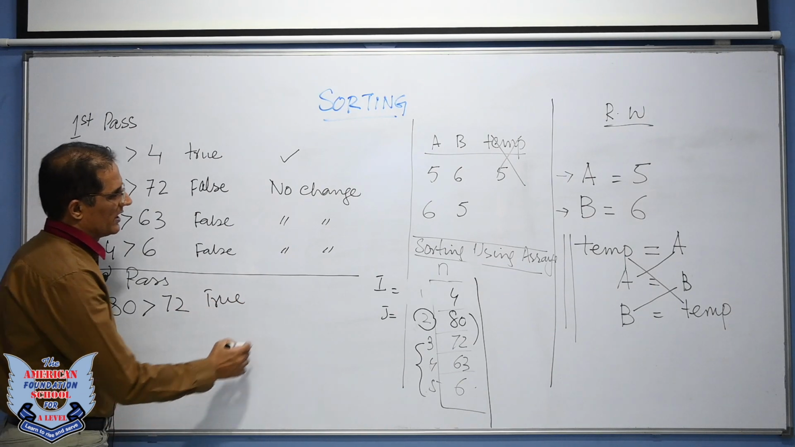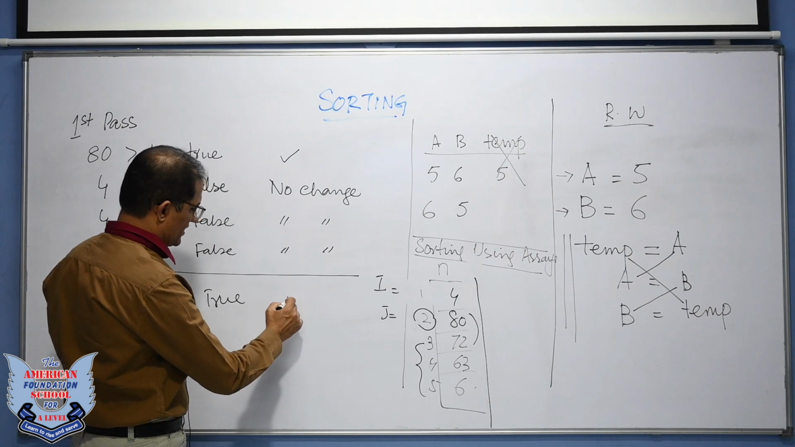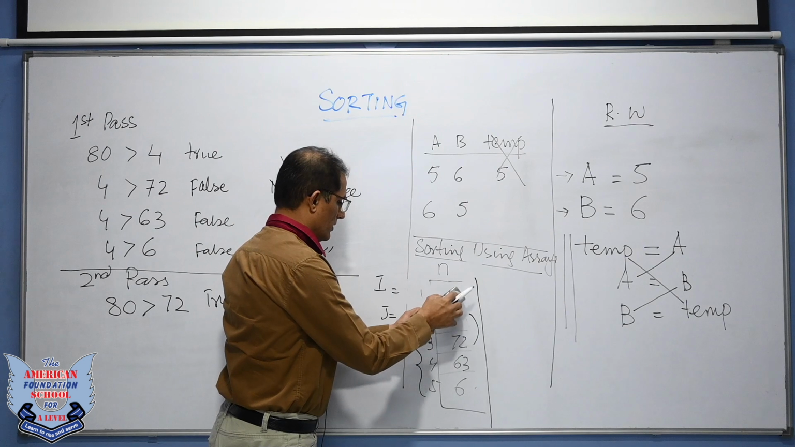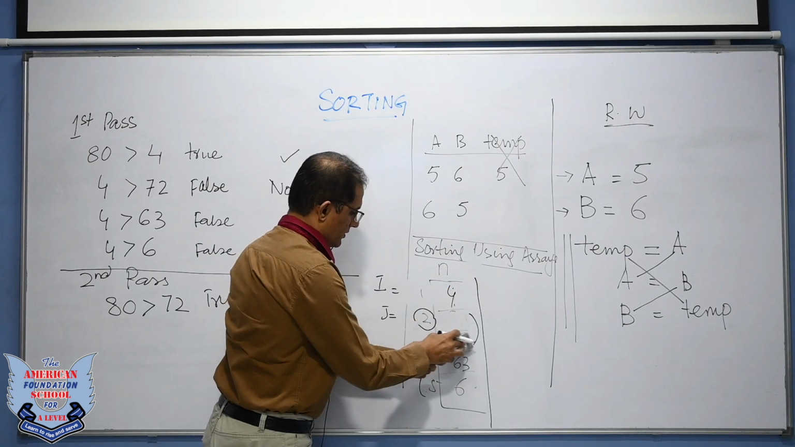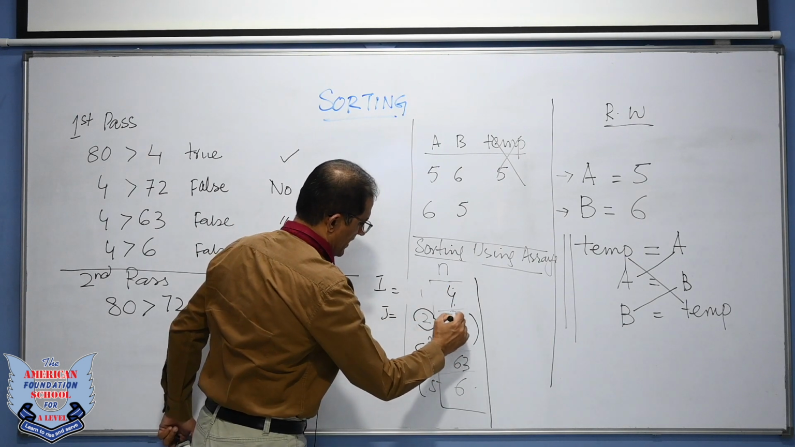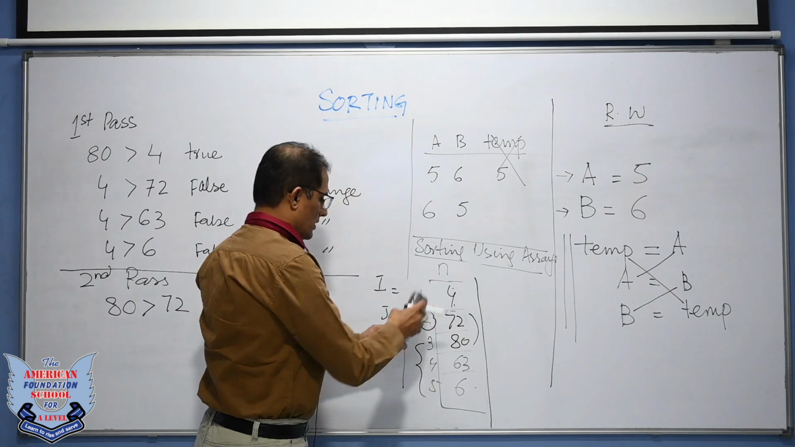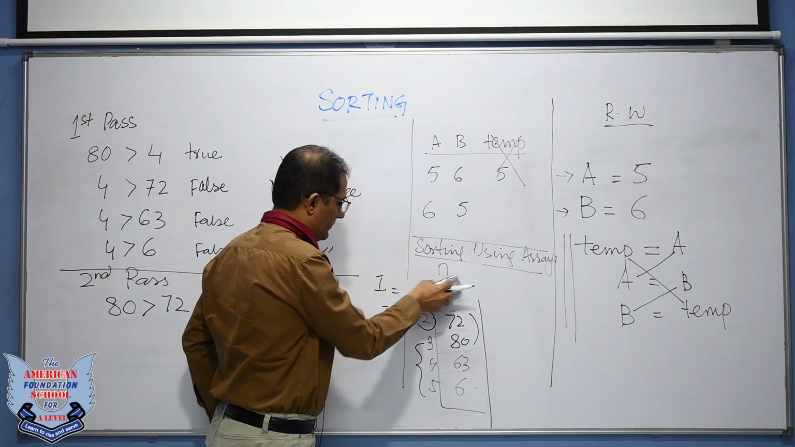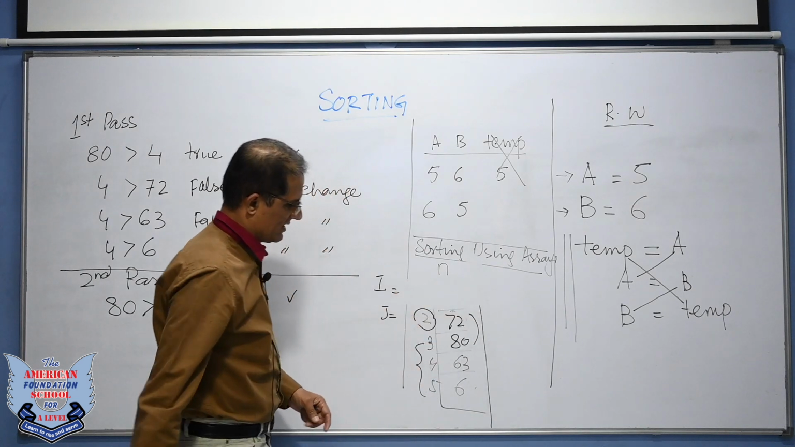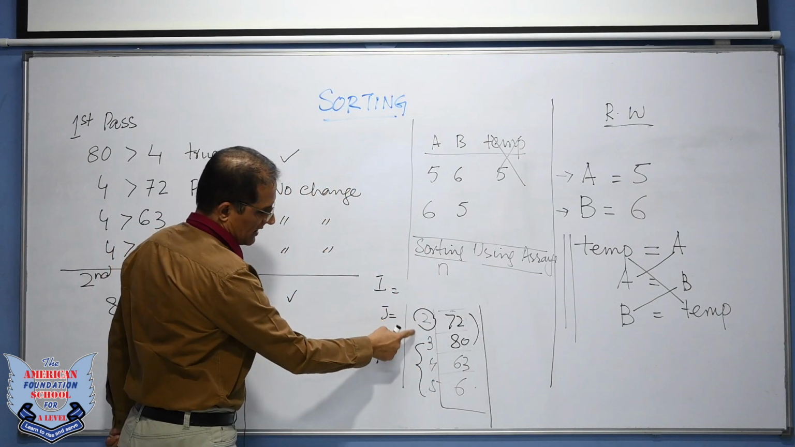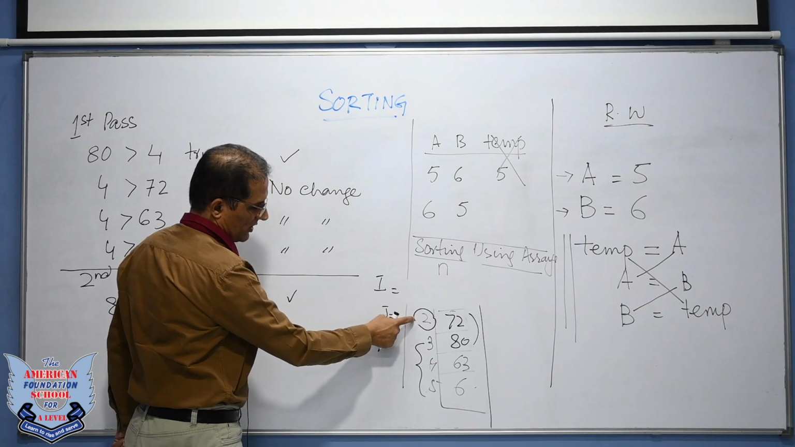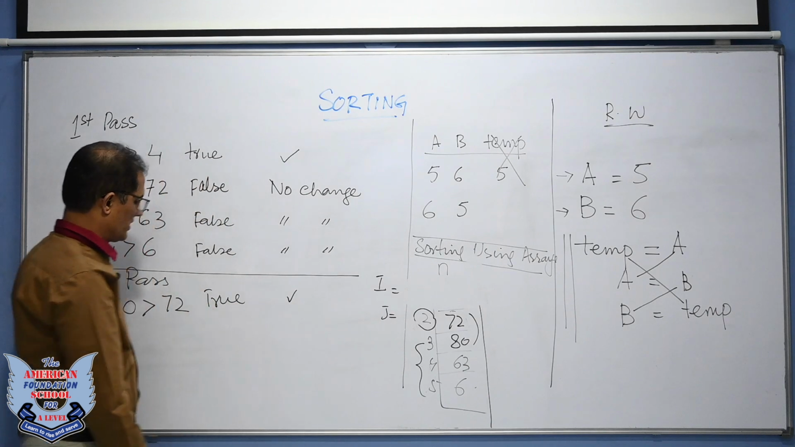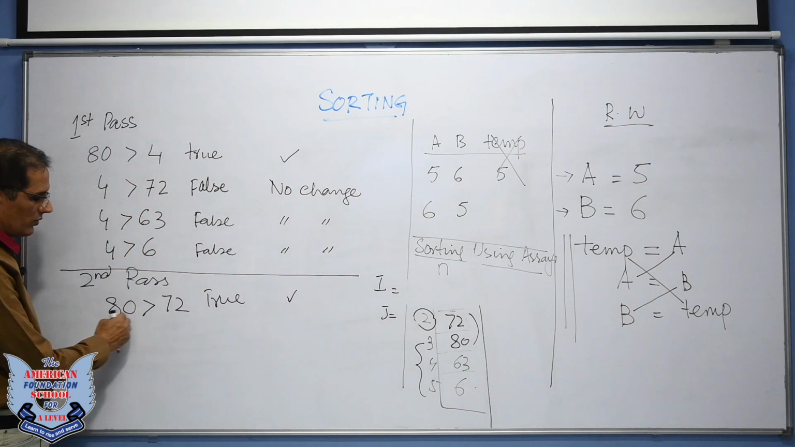If it is true, that means some change is required, so this 80 would go down and the 72 would come up. This was already sorted. Let's erase this number completely as we don't want to touch that. So we were making the comparison between this position number 72 and the third position number. So it was 80 and 72. We were looking at that.